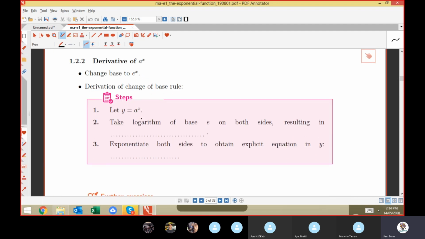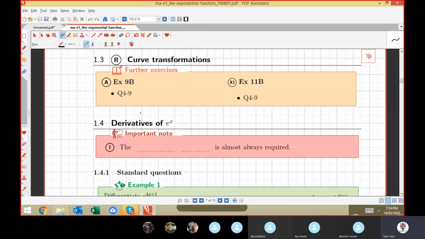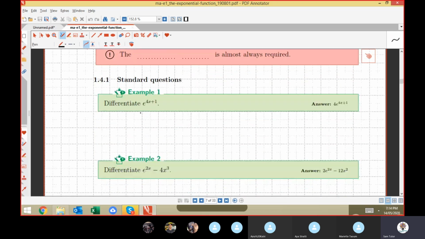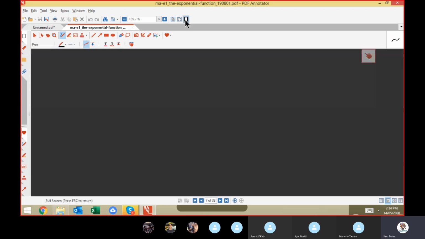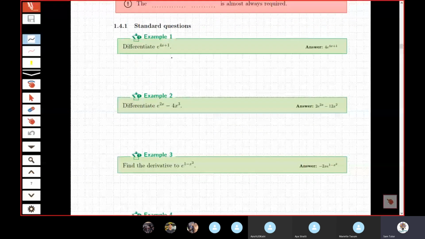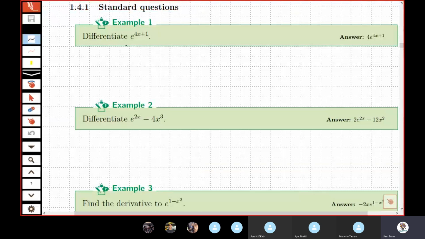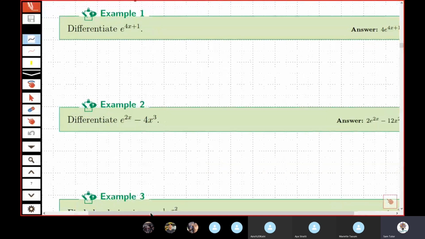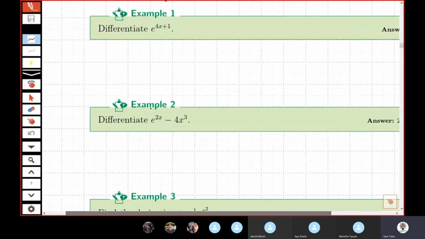Derivative of exponentials. I'm sure there are a few of us that still remember this, especially from the other class. Anyone recall what I would say to differentiate e to the 4x plus 1? The power stays the same, but you just differentiate the power and drop it down. Yeah, that's it. All right.